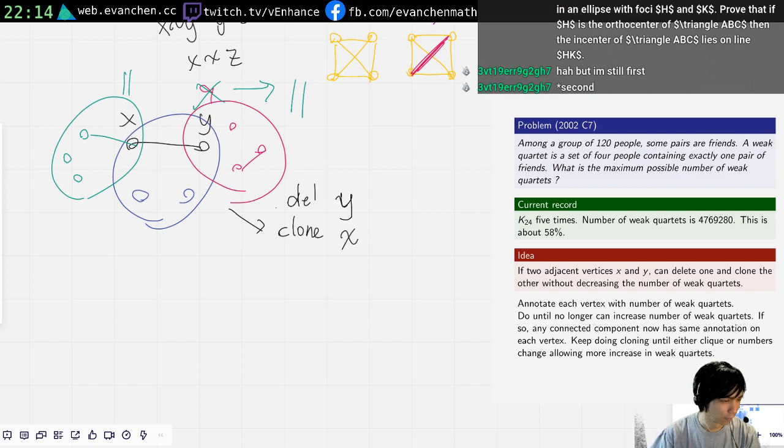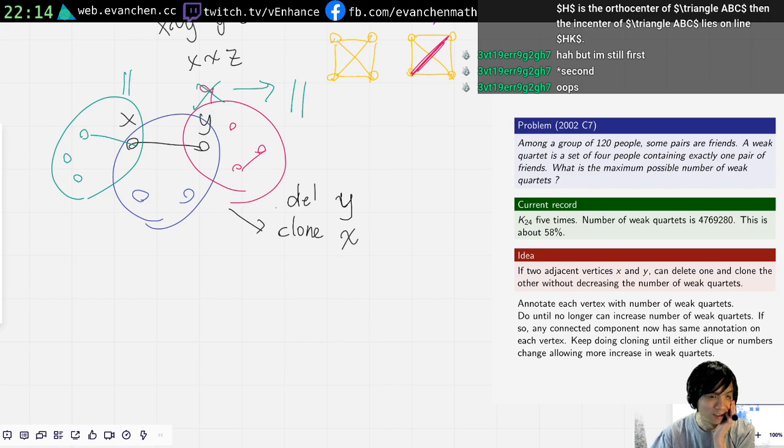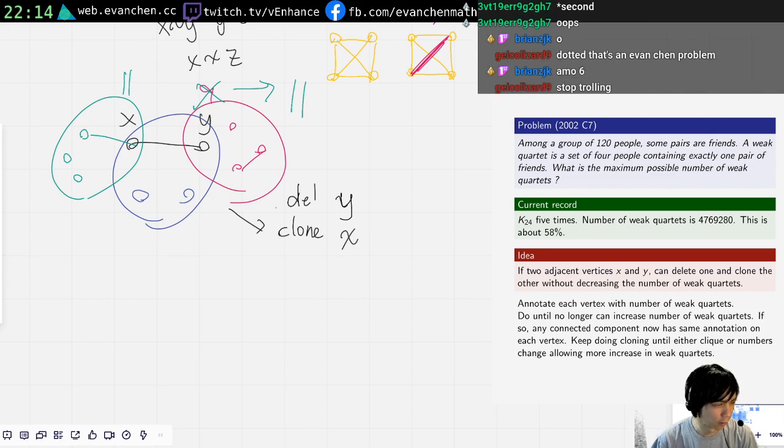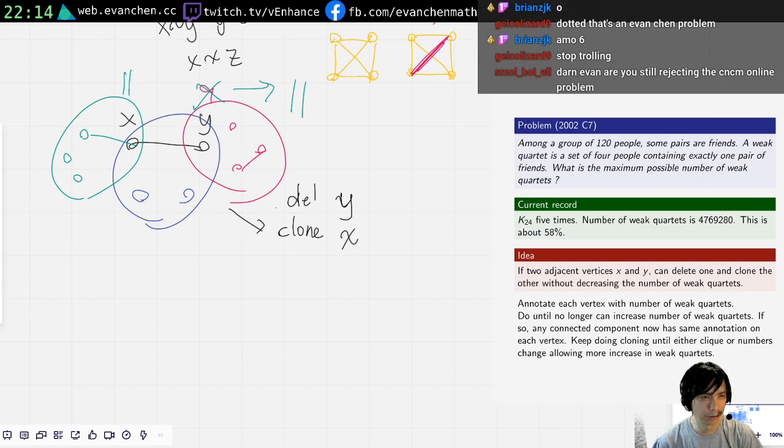Oh, nice. You found the new 404 problem. Yeah, I put it on the MOP homework. I was thinking about putting it on the MOP test, but I was worried people might have seen it before. Yeah. So for the people that have been asking me what my favorite geo problem is, that's actually it. Are you still rejecting the CNCM problem? Yeah. As I said, we have a guest today, so I wanted to keep the math a little shorter.